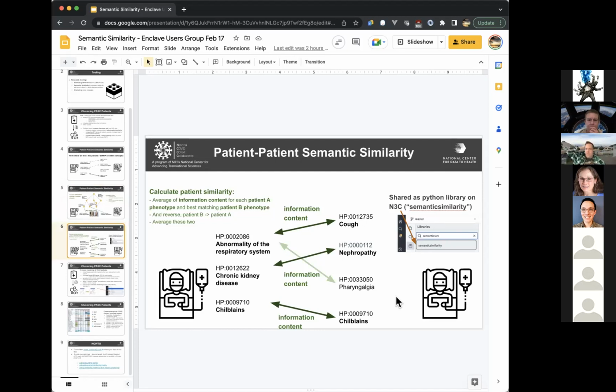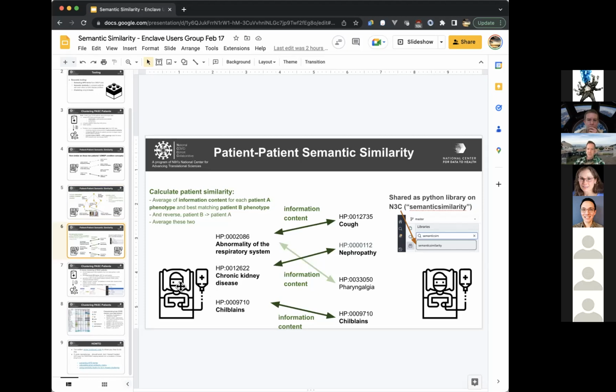Okay, so we spent quite a bit of time implementing this as a Python library. The algorithm I just described, I may actually slip up and call it the phenomizer, but that's what I mean when I say phenomizer: how similar is patient 1 to patient 2. Sorry, let me go into a bit more detail about how this works.